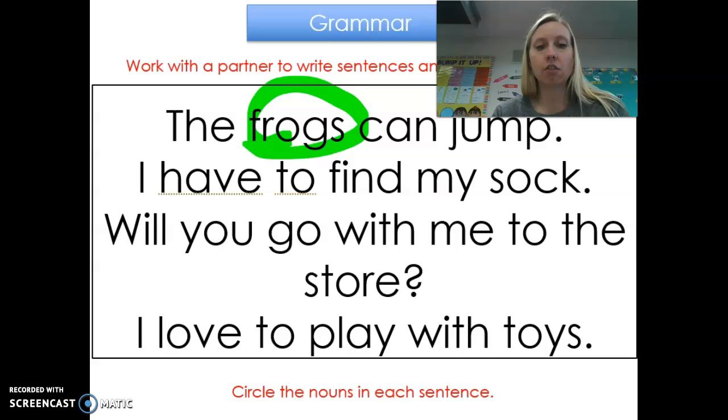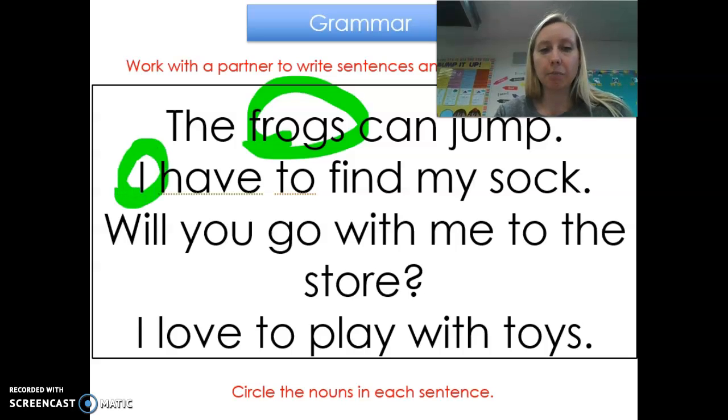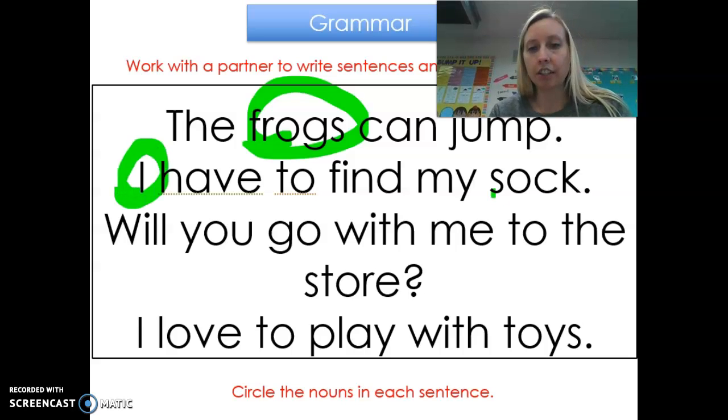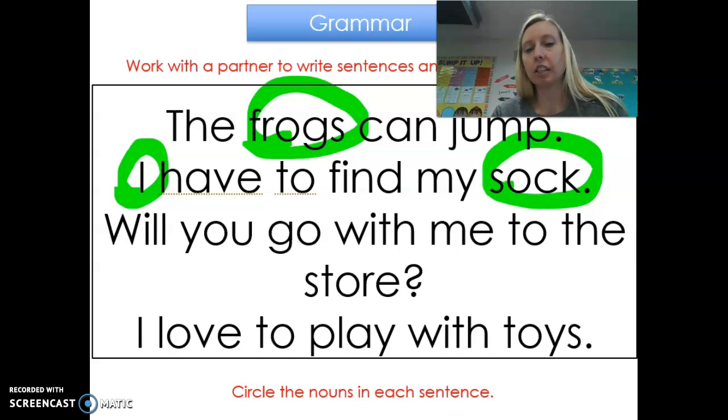3, 2, 1. I is a person. And then sock, is that a person? No. Is it a place? No. Is it a thing? Yes. A noun is a person, place, or thing. Okay, let's look at the next one.